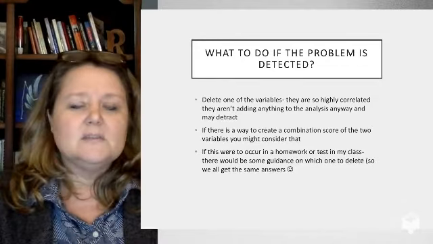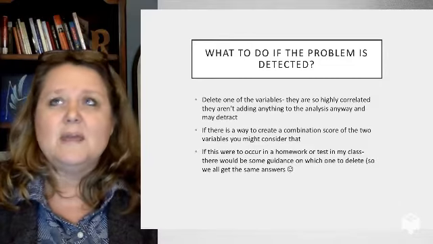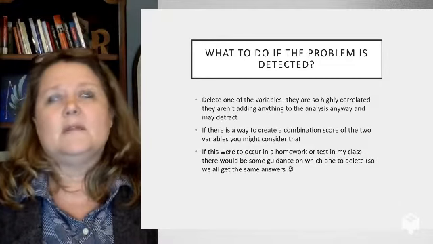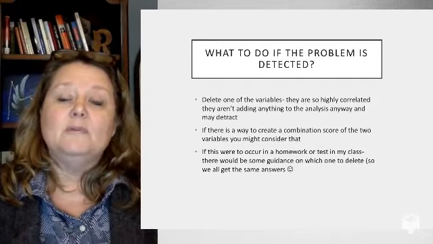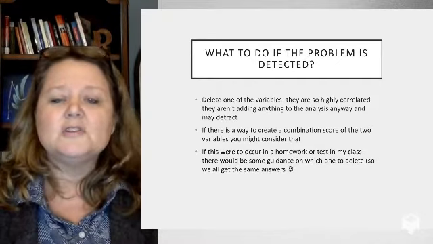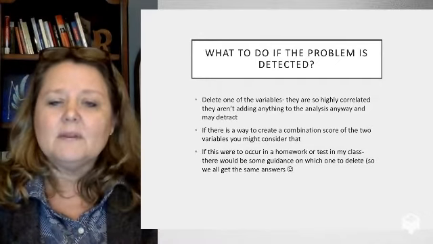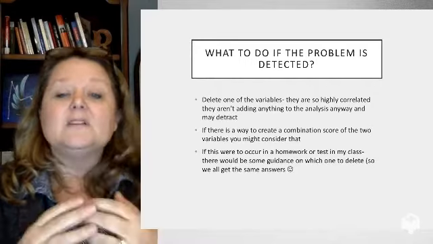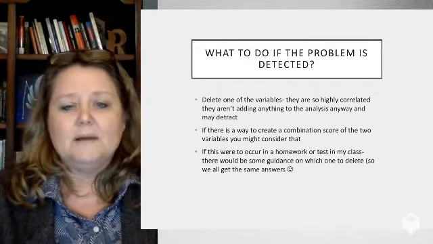There's lots of reasons why you might pick one or the other. There may be theoretical reasons. One of the measures may have better reliability, or one of the measures may have a better reputation as a good measure of your construct with less error in the measure. So there's lots of reasons why you might pick one over the other, and we're not going to cover that really in this class, but that is the best, number one way to solve the problem.